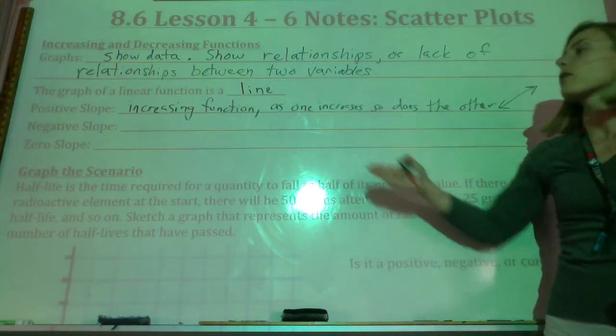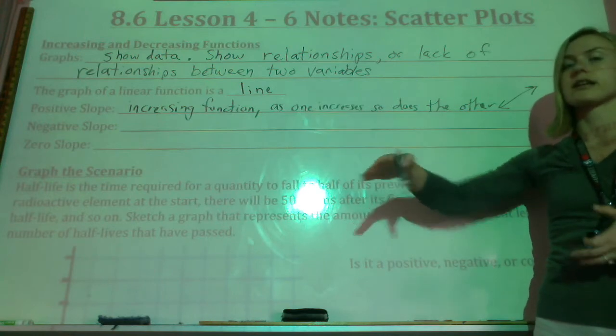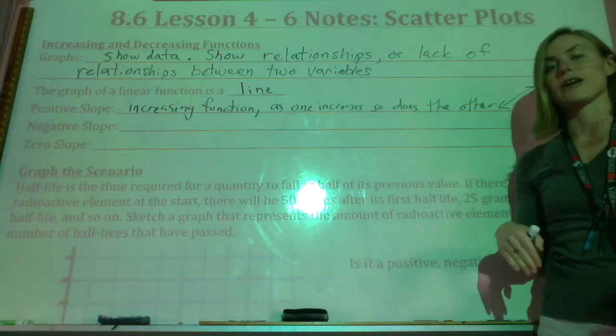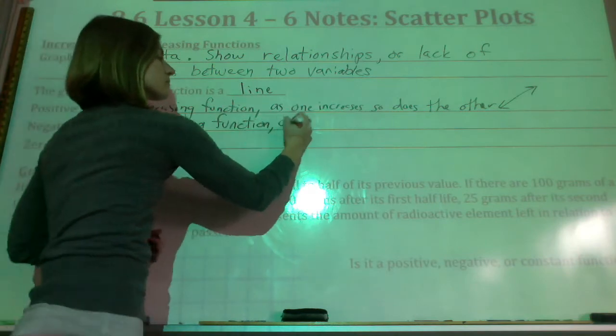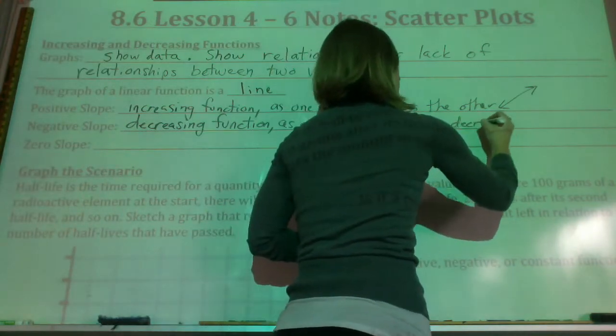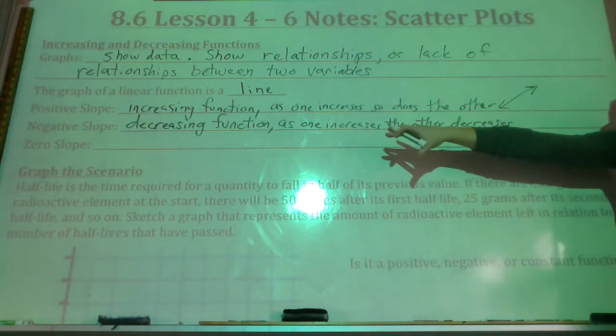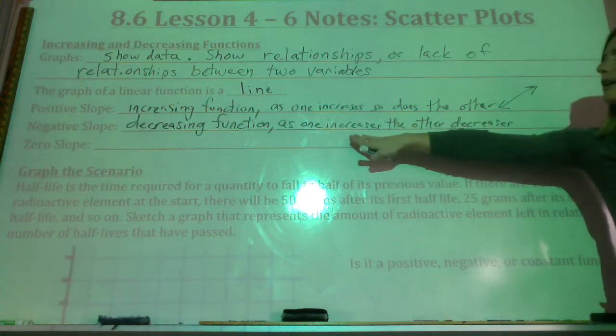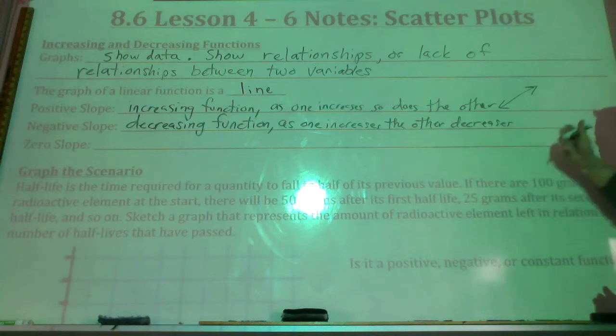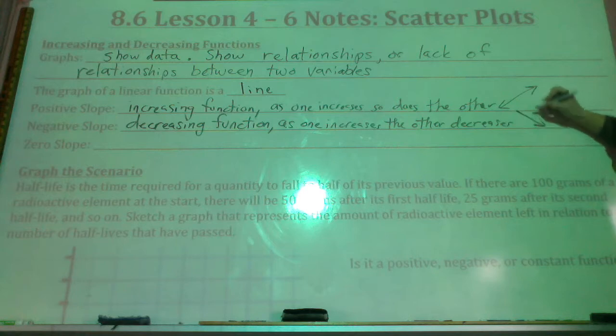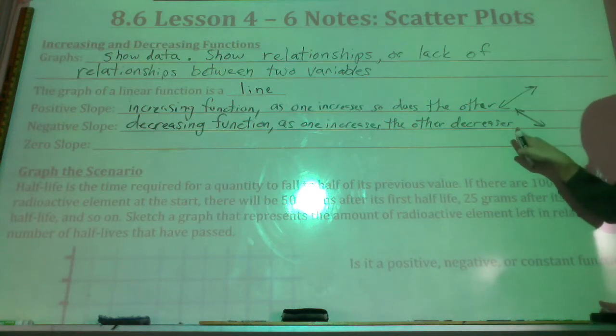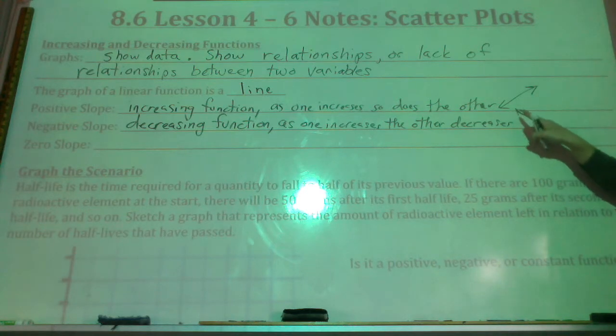Negative slope, of course, means it's a decreasing function, and as one goes up, the other goes down. So a negative slope is a decreasing function. As one increases, the other decreases. So you actually have this trend that kind of goes this way. So maybe this is time, and this is the amount of money I have because I'm spending it. So as time increases, the amount of money I have goes down.